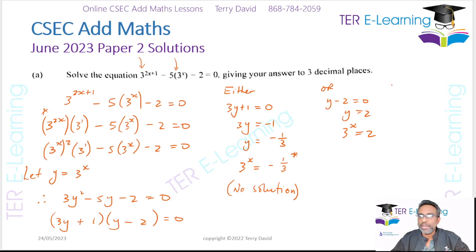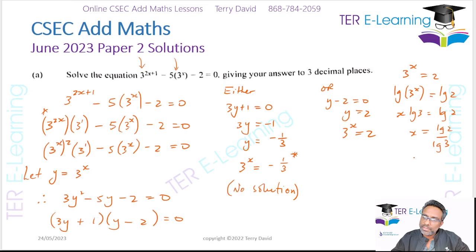So to solve this next one, and I'll do it on the side here because I need a little space: 3 to the power x is equal to 2. You're going to take logs on both sides. So log 3 to the x is equal to log 2. So we can say x log 3 is equal to log 2, and therefore x is simply going to be log 2 over log 3. They want the answer to 3 decimal places, so log 2 divided by log 3, and you're going to get 0.631. So there's only one solution here for part A.